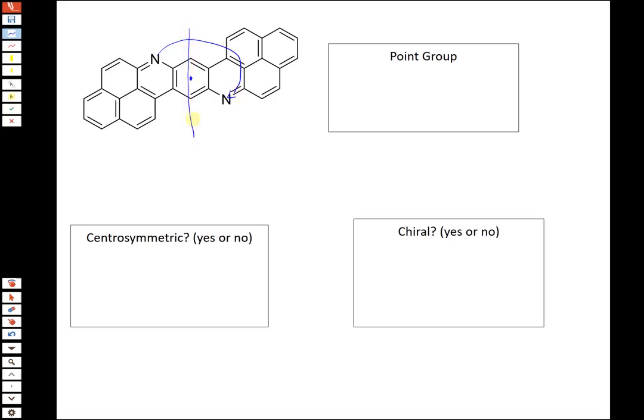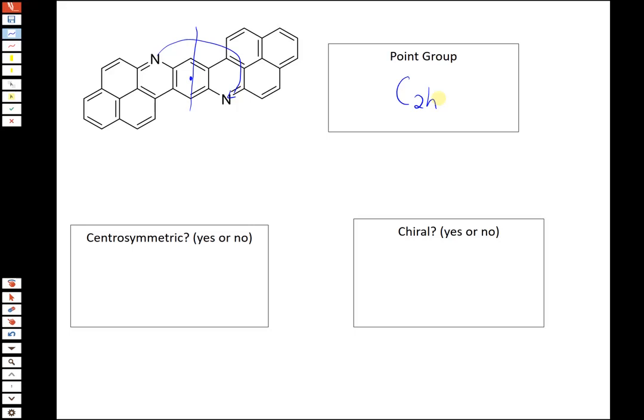If we try a C2, for example, that's vertical like that, what we would find is that there is no symmetry operation that exists with that axis. It changes the position of the two nitrogen atoms. So we have only one C2 axis, so it would be a C2 point group, and then the molecule is planar, so perpendicular to that C2 axis is a reflection plane. So that gives us C2h as the point group.